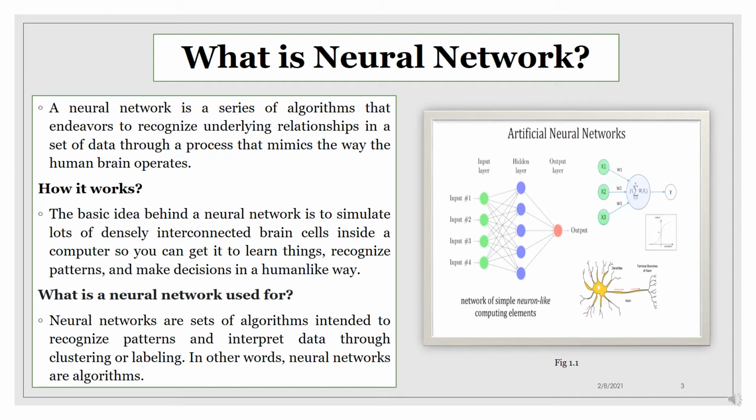What is a neural network used for? Neural networks are a set of algorithms which, as I have said, are used to recognize, right? So it is used for recognizing patterns, and for clustering. Clustering means grouping of the data, labeling of the data. Then it is used in these types of algorithms. So these are the places where it is being used.